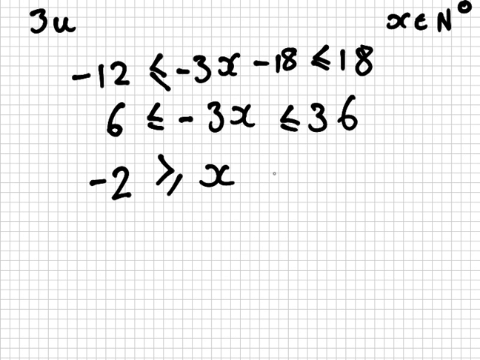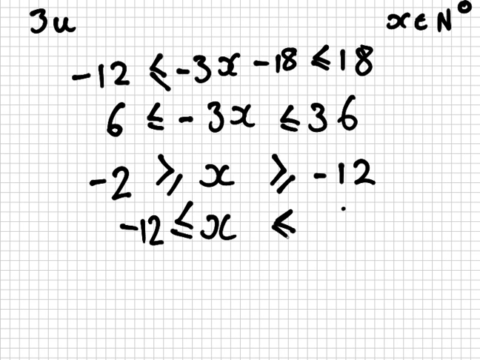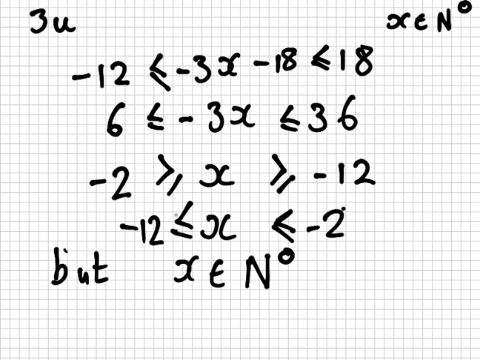X greater than or equal to minus 12, and I'm dividing by minus 3. So in other words, x is to be bigger than minus 12 and x is to be smaller than minus 2. But x is to be a natural number including 0. Any number between minus 12 and minus 2 that's positive? No.